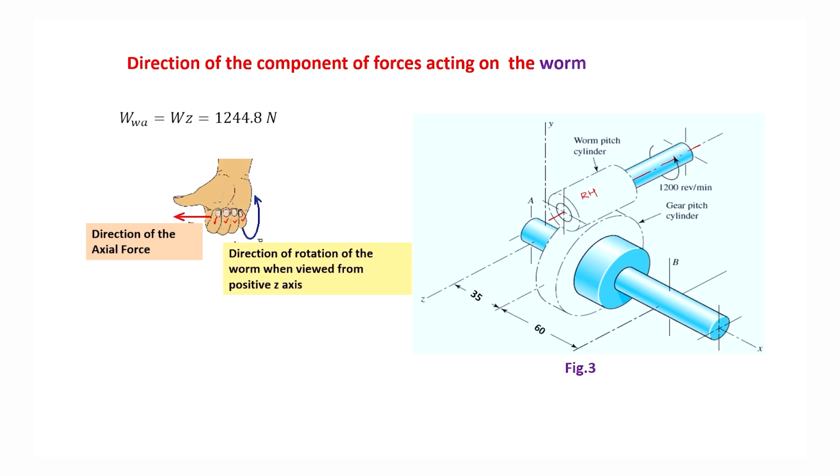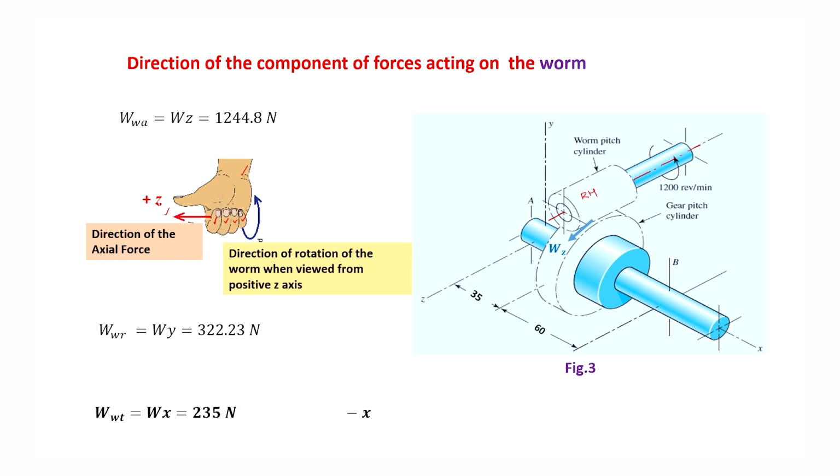Okay. So, the thumb will give you the direction of axial force. So, if along the z axis we are making our hand in this way, then this arrow is giving the direction of axial force, and this is the direction of positive z axis. It means WA, the axial force on the worm, will act in the positive z direction.